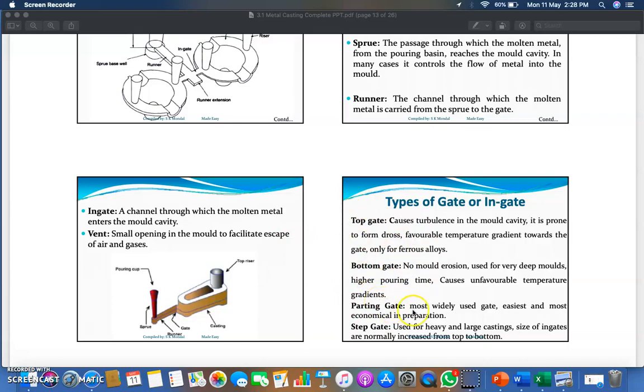Next is the parting gate, the most used gate. Most of the time we are using the parting gate for casting, because it is the easiest and most economical in operation, because it is very economical to work with.